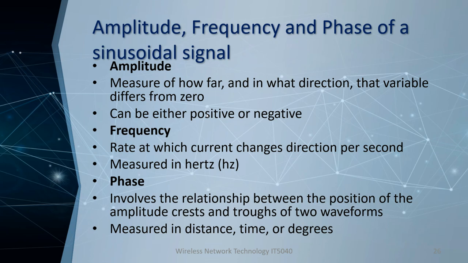And phase involves the relationship between the position of the amplitude crest and trough of two waveforms. Phase can be measured in distance, time, or degrees. If the peaks of two signals with the same frequency are in exact alignment at the same time, they are said to be in phase.